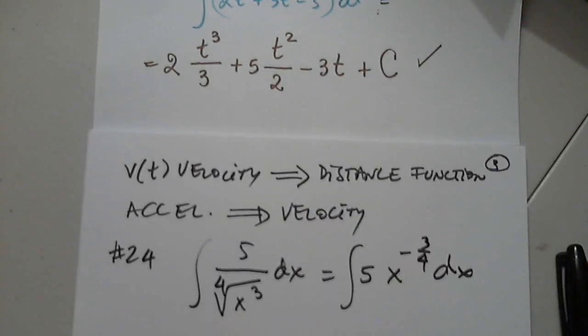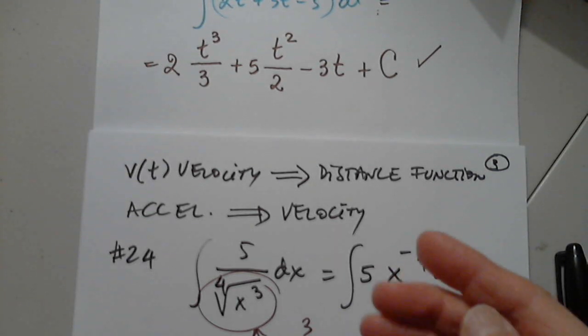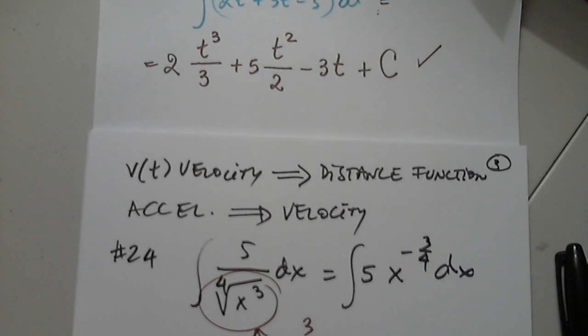I have to change the denominator. If we forgot this, it is a problem, right? So x to 3/4 is the fourth root of x to the third. 3 is the numerator, the index is always the denominator. But since it is in the denominator, to put it up, I have to change the power into a negative power. Now this I can integrate.